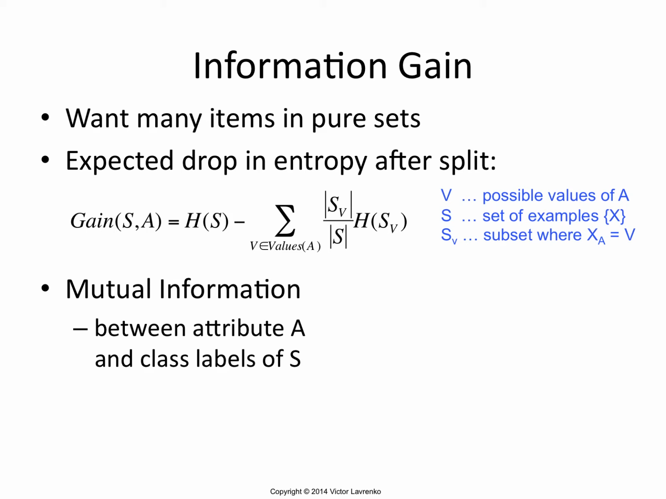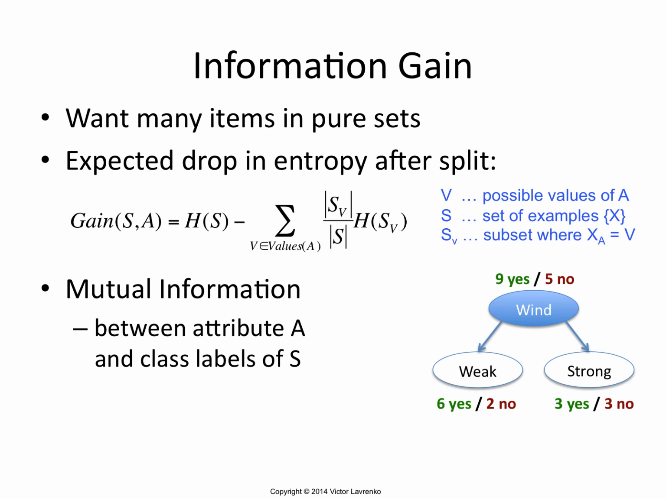And what we do is we take that value and subtract it from the entropy that we had before the split. And the difference between the entropy before the split and the entropy after the split is called information gain. In computer science, in statistics, they call it mutual information. It's mutual information between two random variables: the attribute A that you're splitting on, and the class labels, the positives and the negatives, the targets that you're predicting. Okay, so let's look at an example.